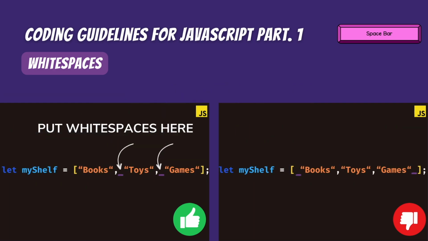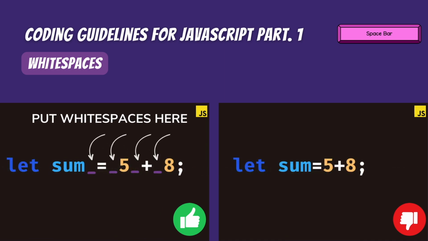Don't add spaces between square brackets either. For an array, for example, put spaces after commas, but not at the beginning or end of the array. Another place we add spaces is around operators like the equal sign, the addition sign, and similar operators. By placing spaces between them, you can see how the code becomes more readable.